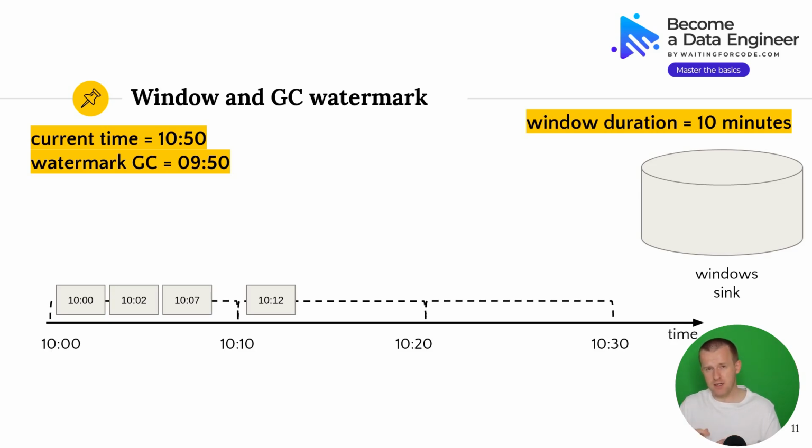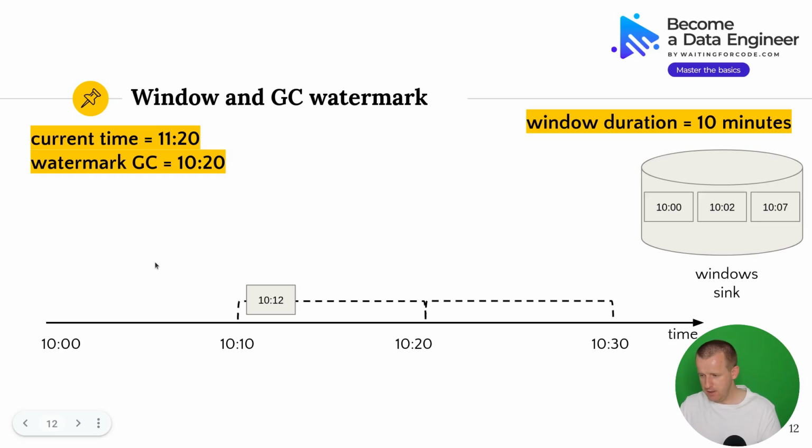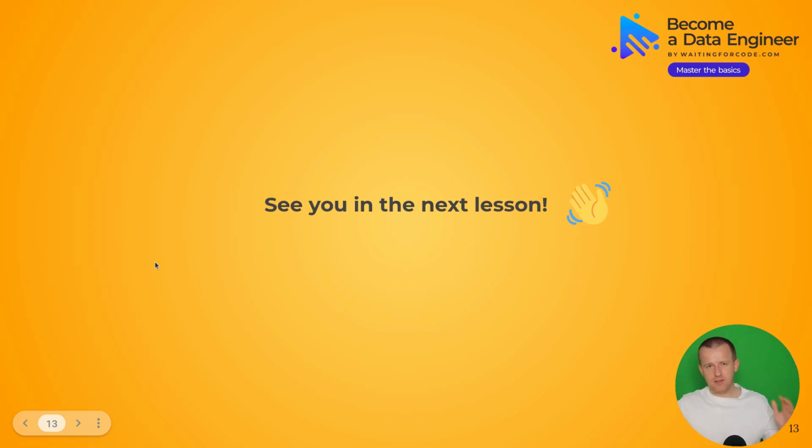I already mentioned a few times in this lesson that there is the GC watermark that is closely related to the window. Here you can see that we have our current time 10:50 and the watermark at 9:50 for the window duration of 10 minutes. Now, when we update the GC watermark, we are saying that we will not get any data prior to that period, so we can emit the windows that are in our state. And generally, that's all you should probably know in the beginning, just to understand the Windows concepts.